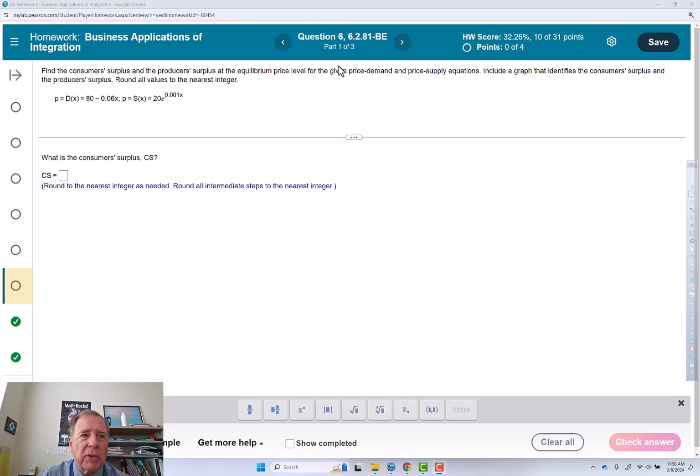This is question 6 of the Business Applications of Integration assignment. Find the consumer surplus and the producer surplus at the equilibrium price level for the given price demand and price supply equations. Include a graph that identifies the consumer surplus and producer surplus. Round all values to the nearest integer.